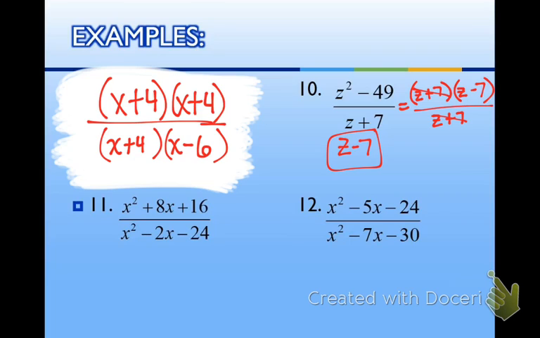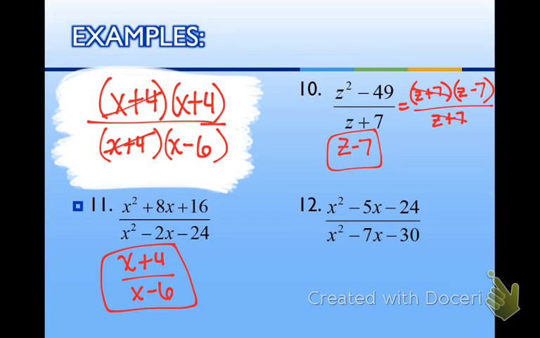What cancels out? X plus 4 and x plus 4, top and bottom. What are we left with? Good, x plus 4 over x minus 6.